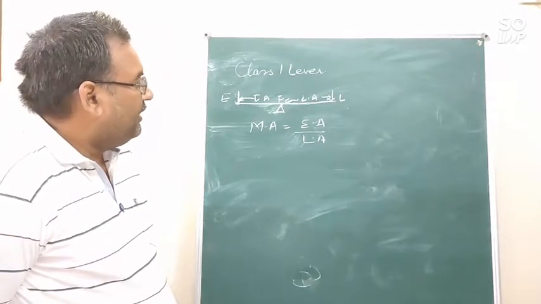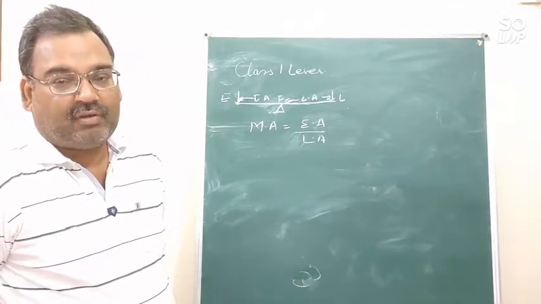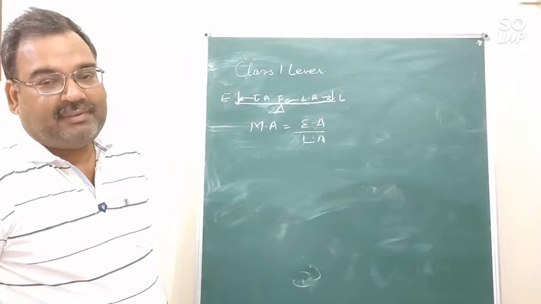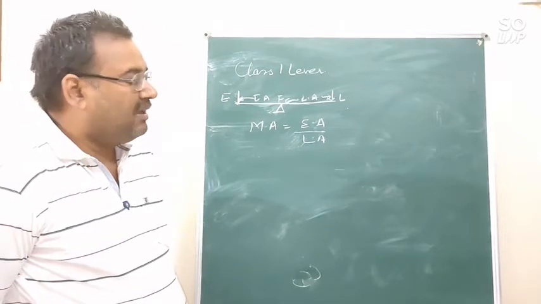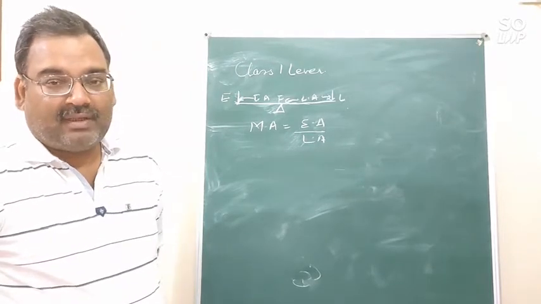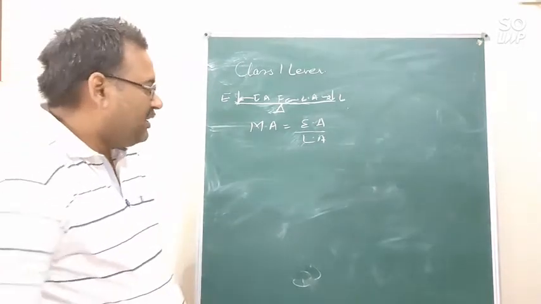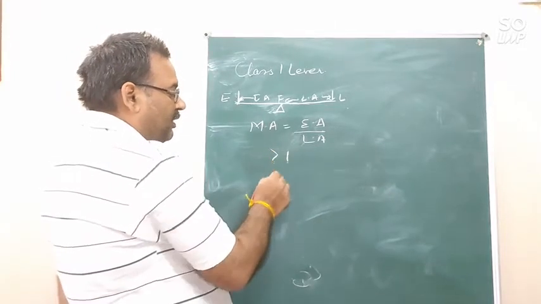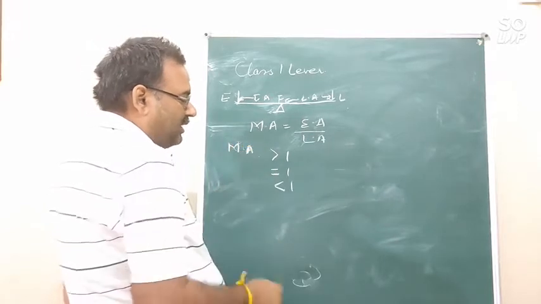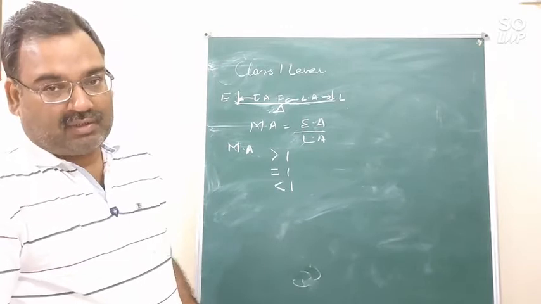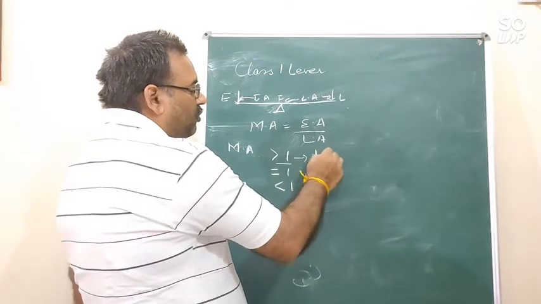Since the fulcrum is lying in between the effort and the load, and the position of the fulcrum is not definite, it's not at the midpoint. It may be anywhere between the two extreme ends of the rod. So the length of the effort arm and the load arm will vary. So mechanical advantage will also vary. It can have mechanical advantage greater than 1, equal to 1, or less than 1. If the mechanical advantage is greater than 1, it will act as a force multiplier.